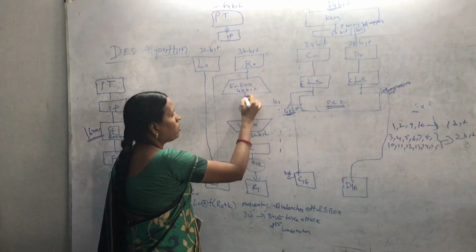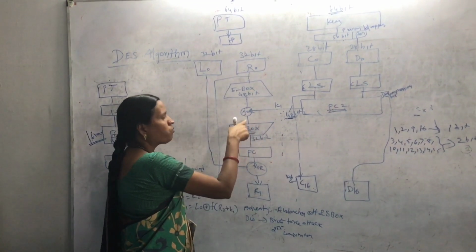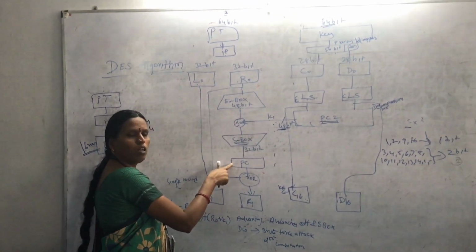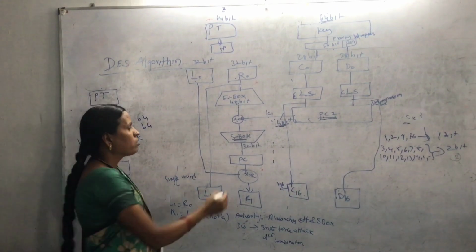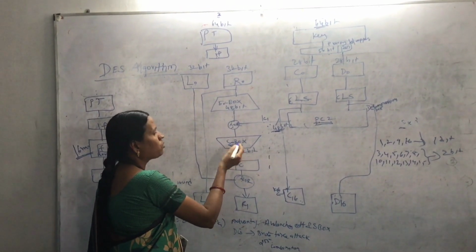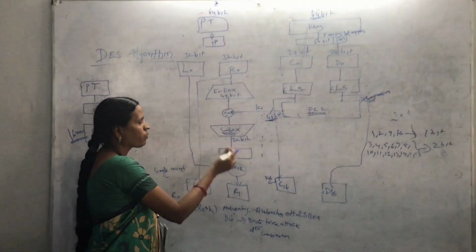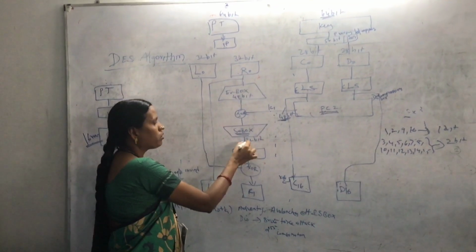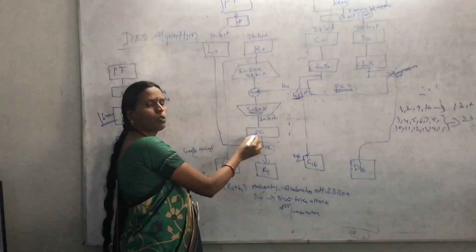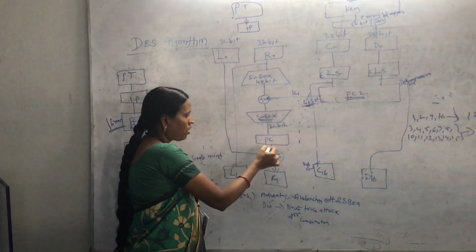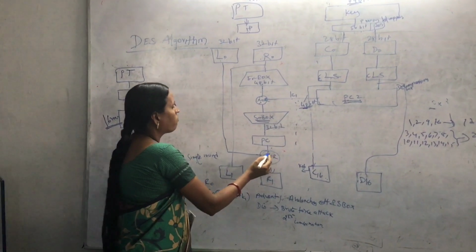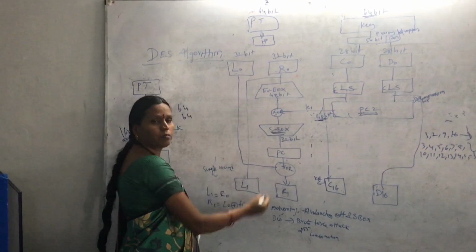After XORing the value, using the S-box, the 48 bits are reduced to 32 bits. Later we will see how the 48 bits are reduced to 32 bits. After that, one more permutation is applied, and then this 32-bit value is XORed with L0.